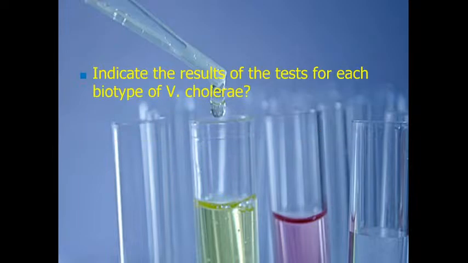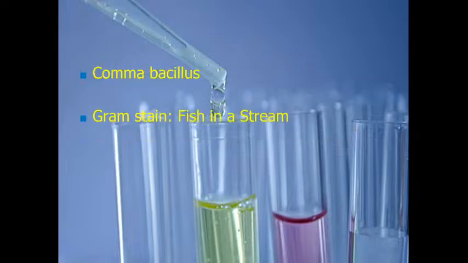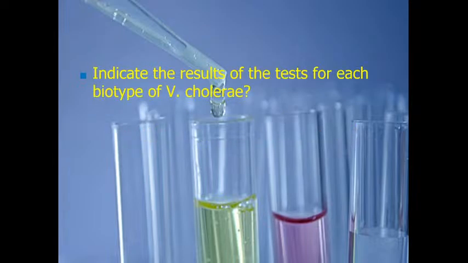Indicate the results of each test for the biotype of each version of Vibrio cholerae. So for classical biotypes, we have red cell hemolysis. It's actually positive for El Tor. Everything is positive for El Tor, even the polymyxin resistance test. Sorry, my mistake. Polymyxin is the only one that would test positive for the classical biotype. The El Tor biotype will test positive for everything except for polymyxin B.